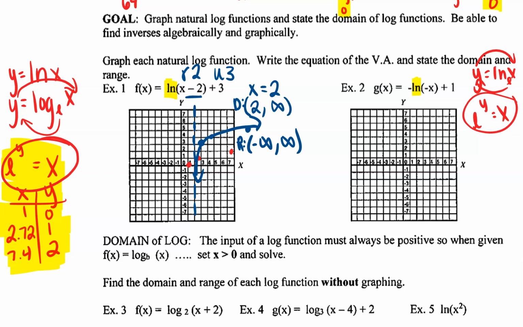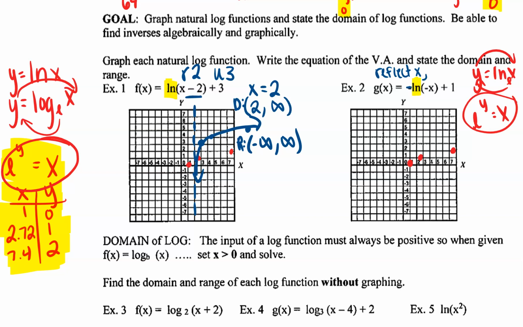which means I have the same table. So I'm not even going to rewrite the table. I'm just going to plot those points. 1, 0, 2.72, comma 1, and then 7.4, comma 2. But the shifts and reflections will be different on this one. So I'm going to reflect over the x-axis because of this negative in the very front.